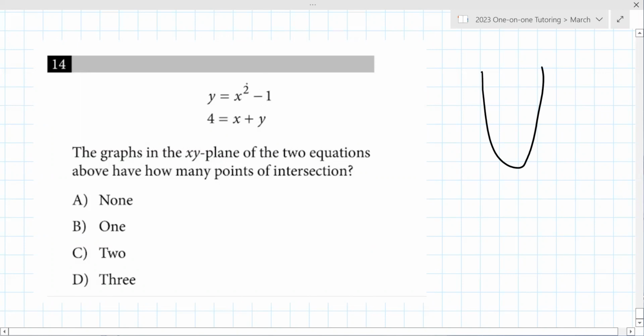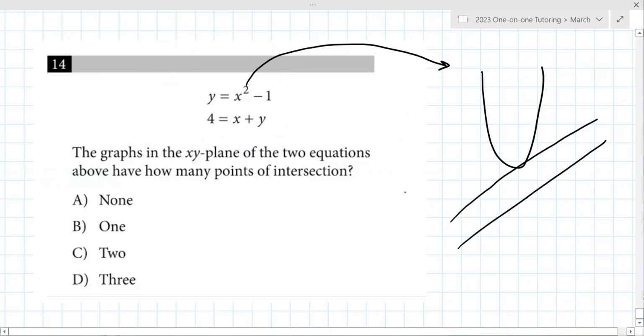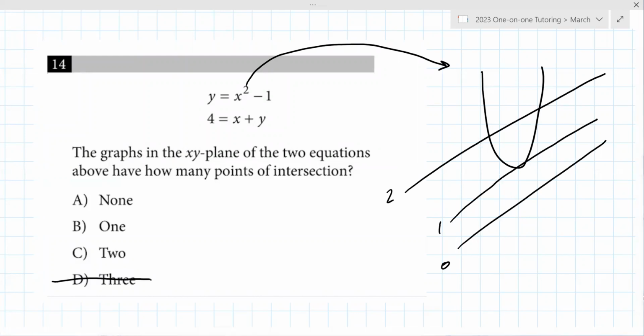So just to be clear, the reason it's a parabola is that square there. Here's some possibilities for the line. It could miss it. It could hit it once, or it could hit it twice. See how 3 is an impossibility? There's no way a line can hit it 3 times. So sometimes you can just eliminate an answer, and guessing with 3, while we don't want you to guess, it's better than guessing with none.